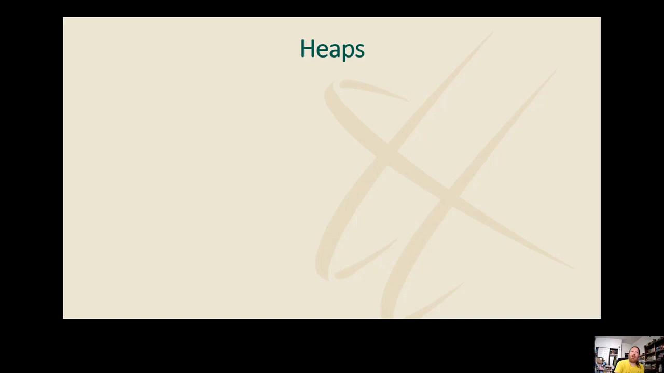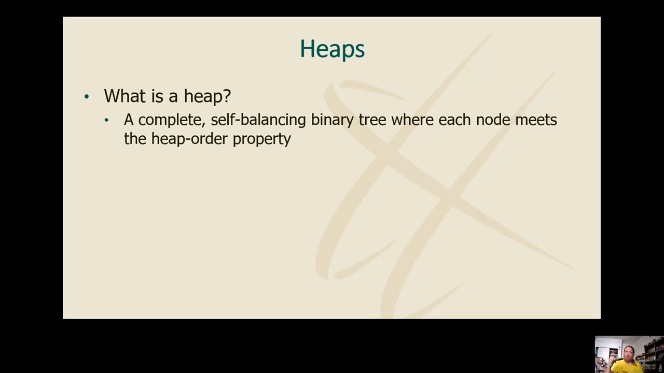So instead of using a linear structure like this, we're going to use a heap. Okay. The hell's a heap? A heap is a complete self-balancing binary tree where each node meets the heap order property.